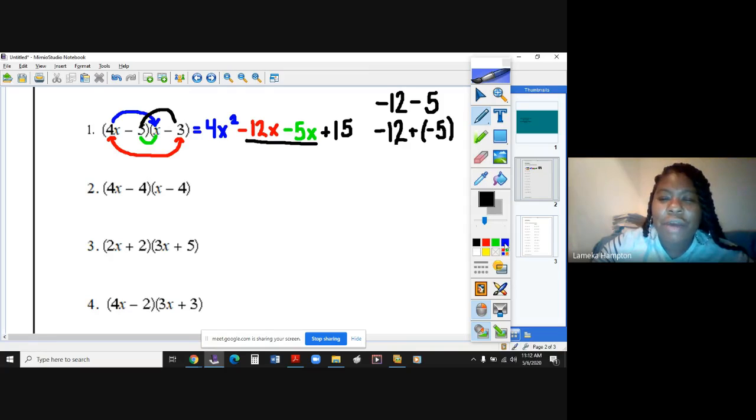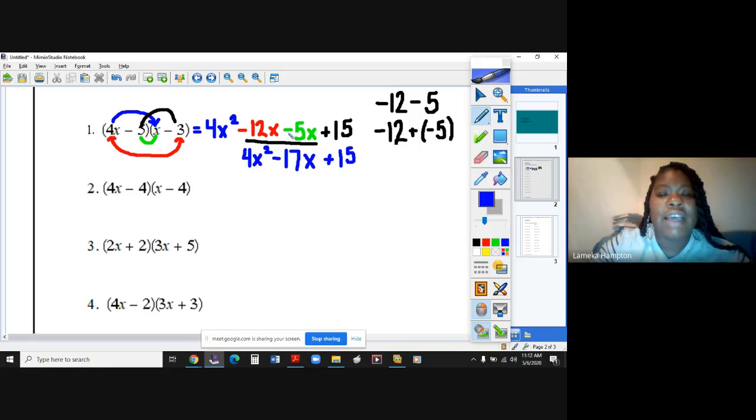All right. So my final answer, I'm going to write in blue because that's just kind of what I do. My final answer would be 4x squared minus 17x plus 15. Okay. So for anyone watching the playback, remember your like terms are going to be in the middle.